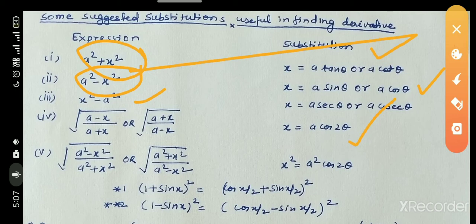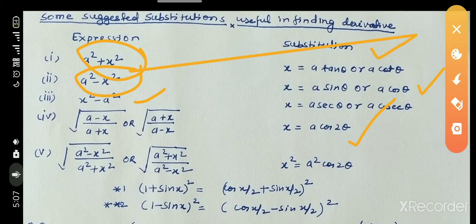And in the last, under root (a square minus x square) upon (a square plus x square) or (a square plus x square) divided by (a square minus x square), in this case we generally substitute x square is equal to a square cos 2 theta. So students, learn all these substitutions.